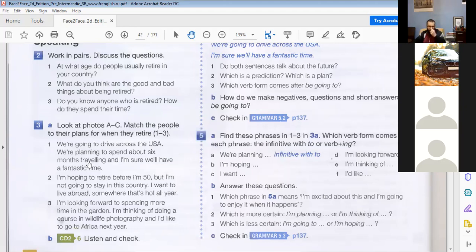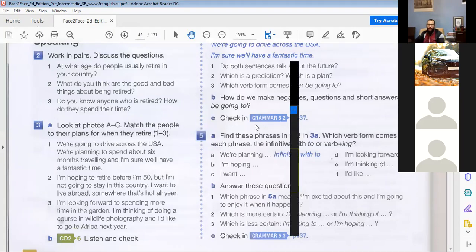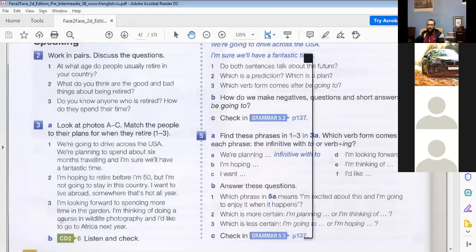Okay, let's see your answers. What do you think? Number one is couple. Okay, Meryl and Ryan. Yes. C. Okay, I think C. That's probably correct because it's plural. They're talking together. All right.